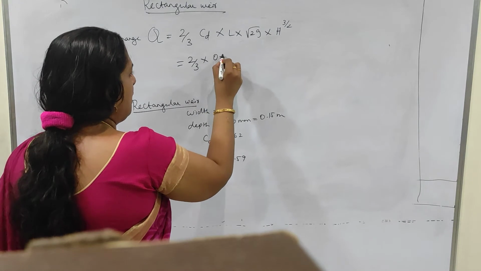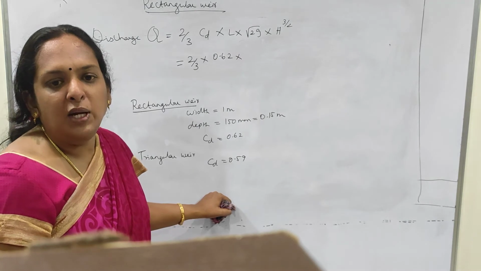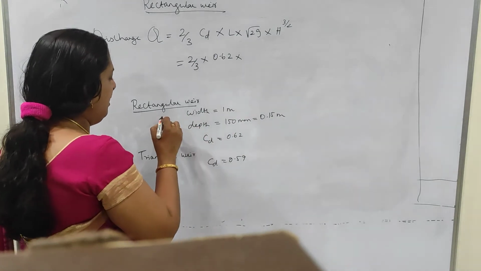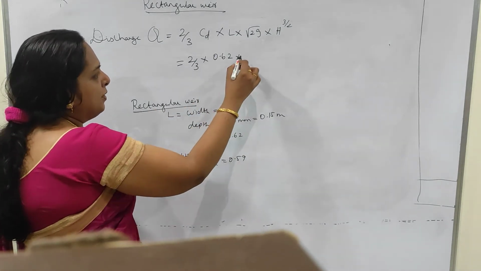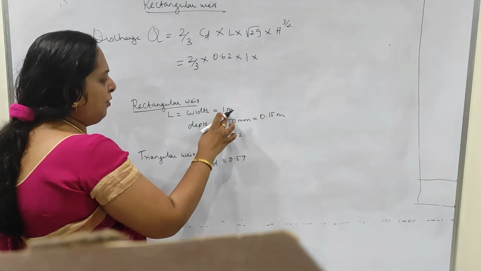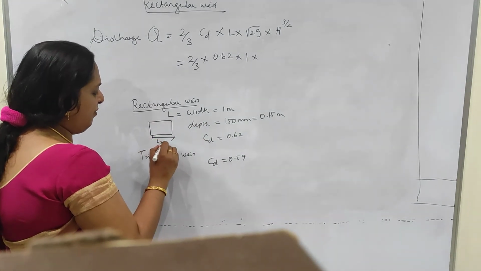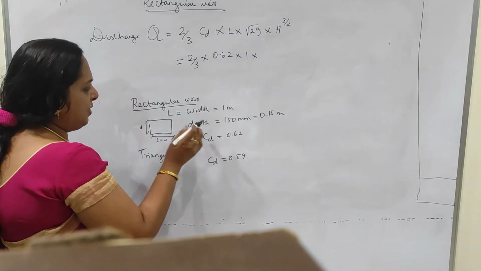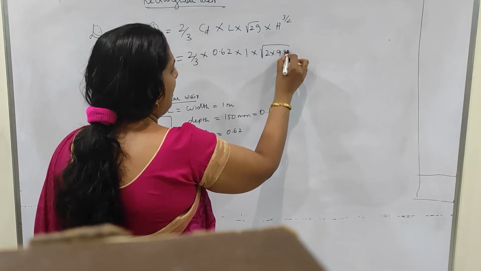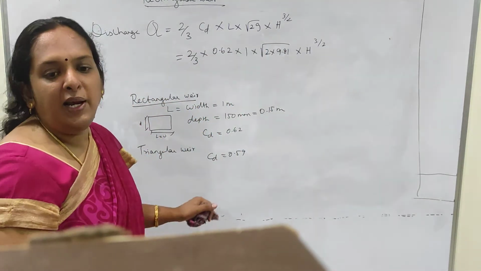What is the value? 0.62. And what is the length they have given you? The length is 1 meter, width or length. Because it's rectangular, width and length are the same, so length equals width equals 1 meter, and the other dimension is your depth. This is my length or width, and this is my depth. The depth is given here. So I can find out, with 2 into g as 9.81 and h to the power of 3/2, my discharge Q.